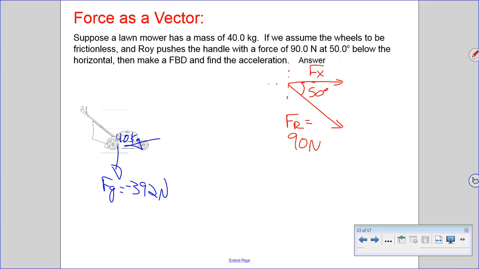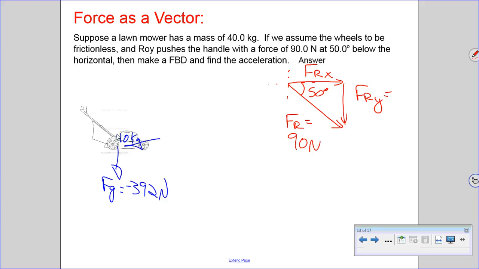There's an x component that's pushing the mower forward. That's what's going to make the mower move. There's also a y component that's pushing the mower down, right?